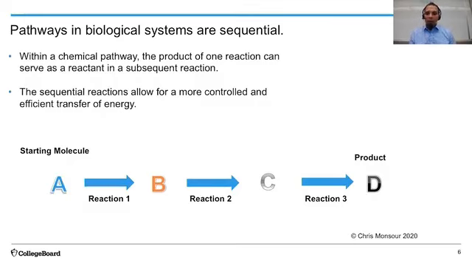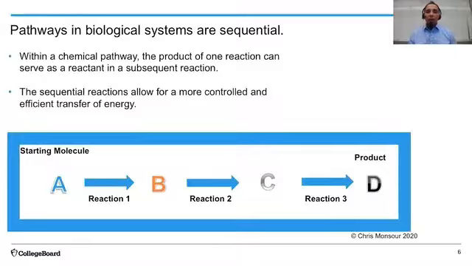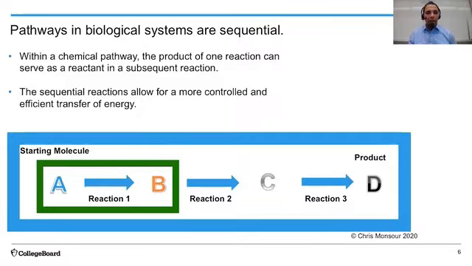Within a chemical pathway, like I have here in blue, the product of one reaction can serve as a reactant in a subsequent reaction. The sequential reactions allow for more controlled and efficient transfer of energy. So we've got a starting molecule A, those are your reactants. We have linking reaction 1 to make products B. So there's one step in that biological pathway.